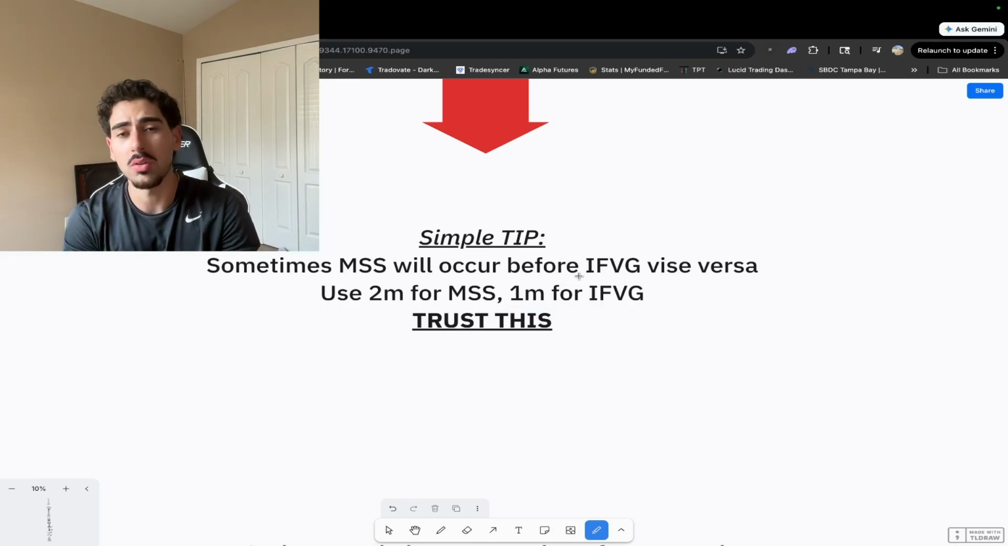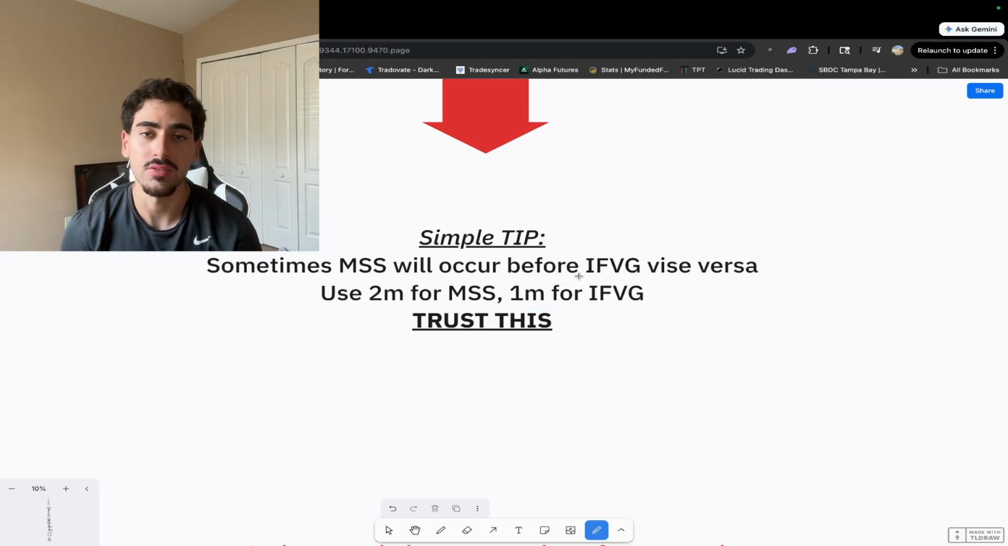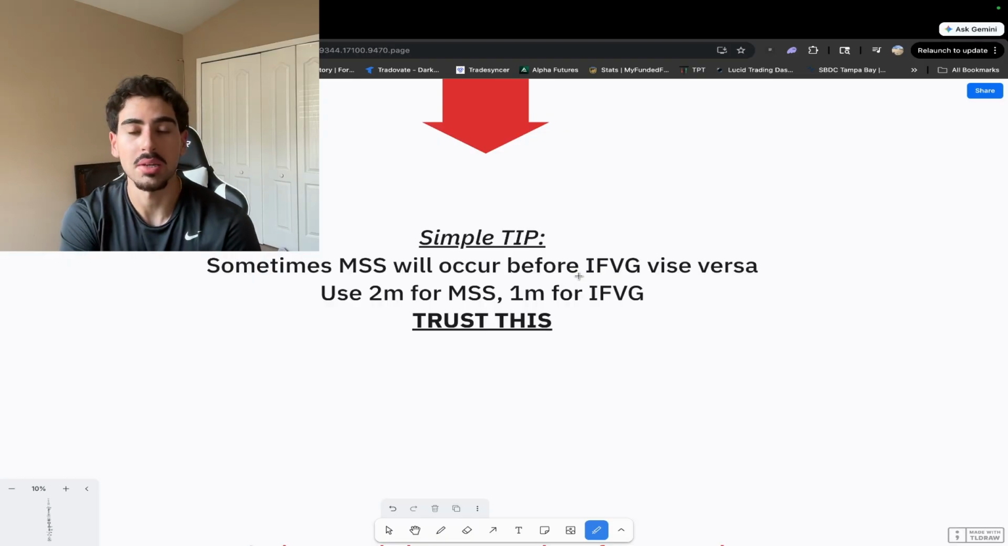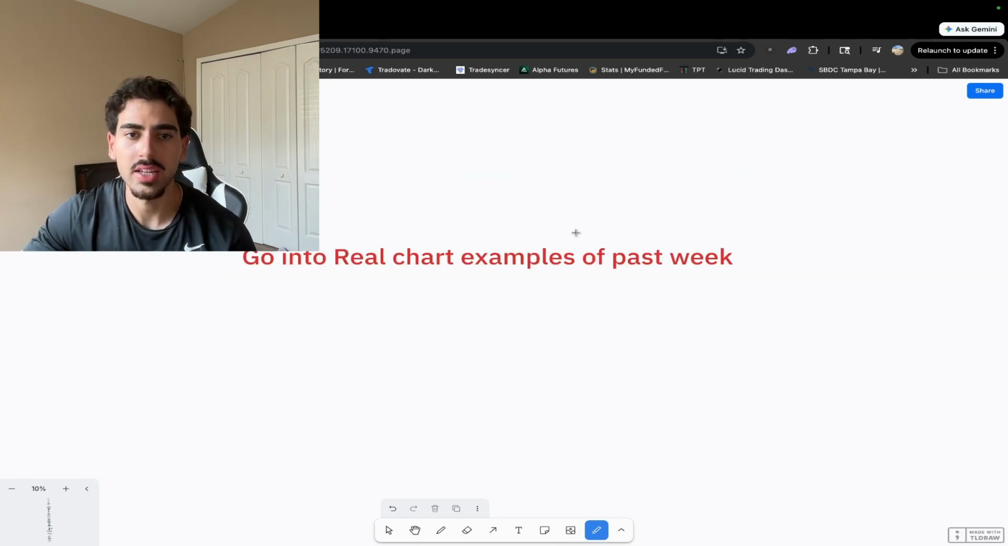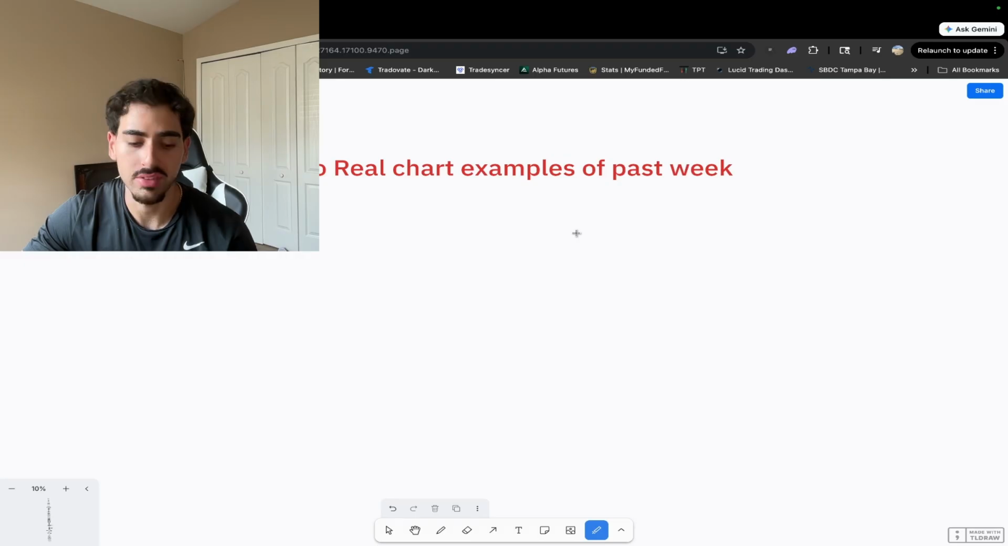And yes, you can go lower, 30-second for IFVGs, but if you don't have the premium on TradingView like many beginners do, there's no reason to buy it. You can really just get by with the 1 minute as well, all right? So now I'm gonna go ahead and get into some real chart examples of this past week.